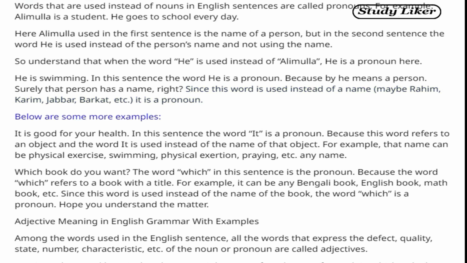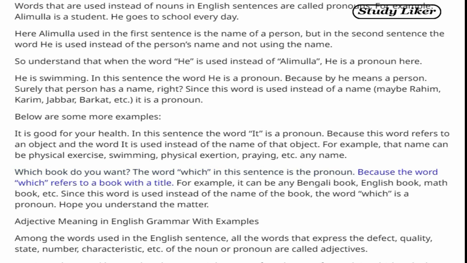Below are some more examples. It is good for your health. In this sentence the word it is a pronoun, because this word refers to an object and the word it is used instead of the name of that object. For example, that name can be physical exercise, swimming, physical exertion, praying, etc. Any name. Which book do you want? The word which in this sentence is the pronoun.